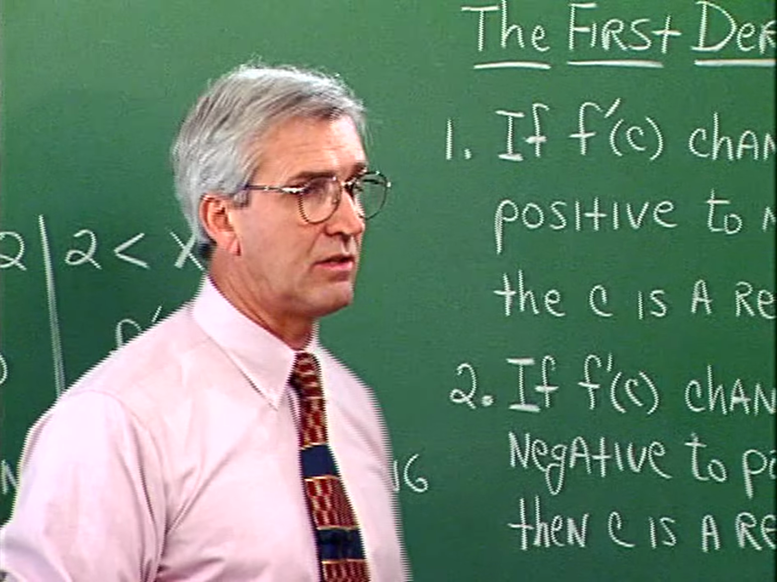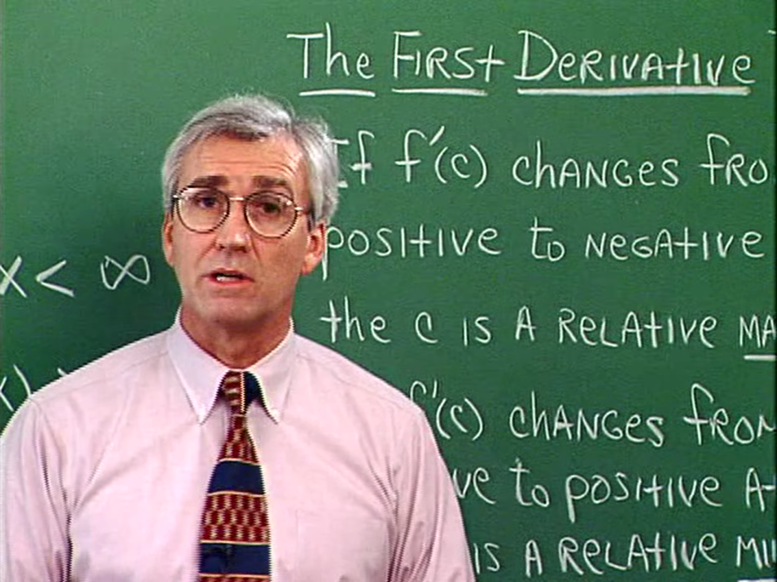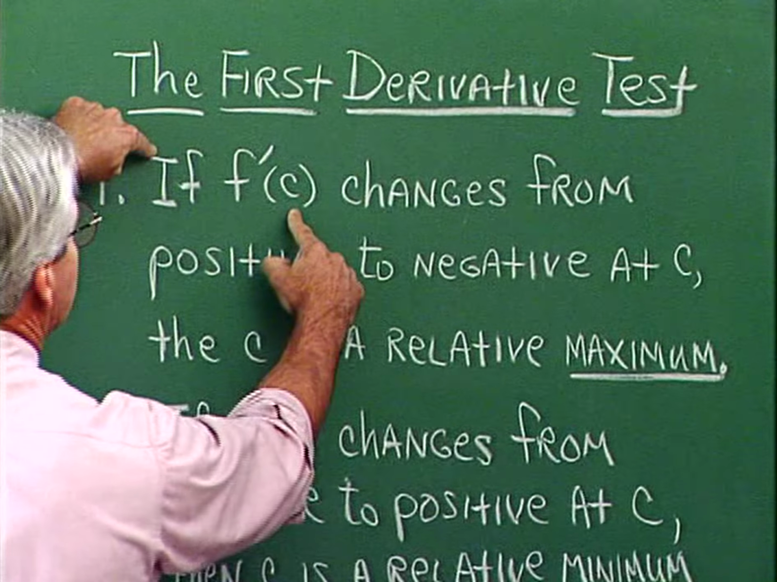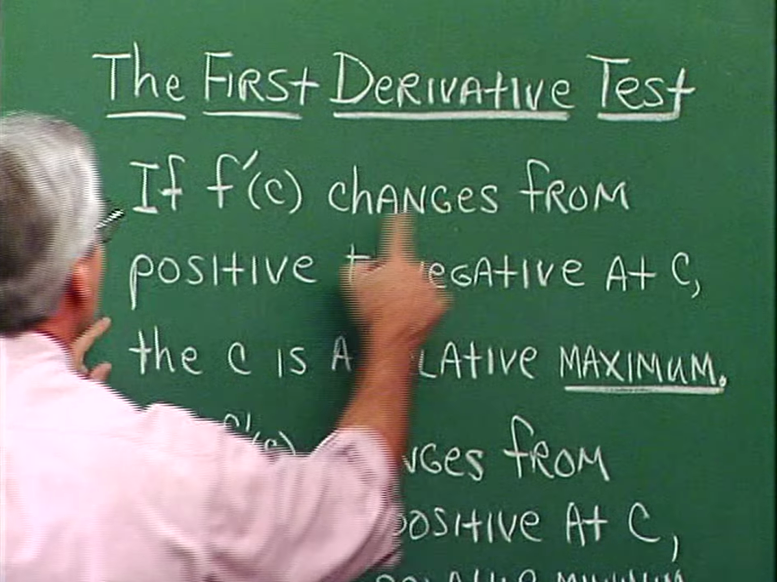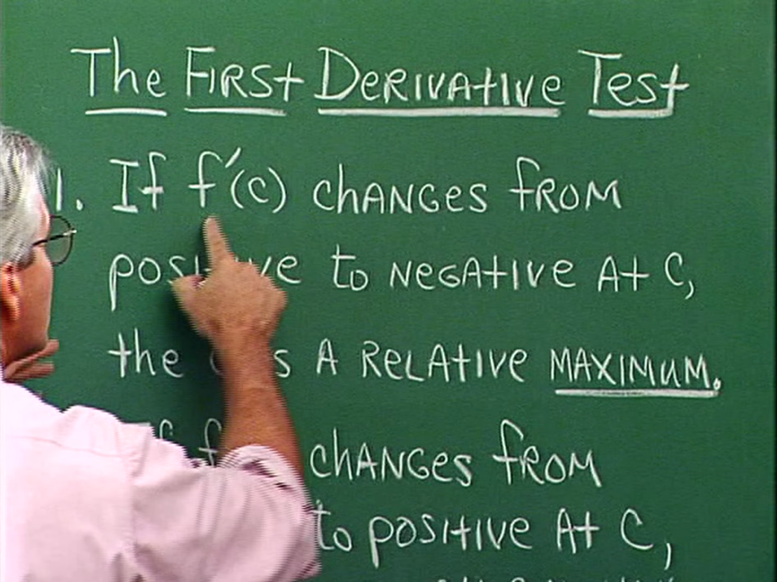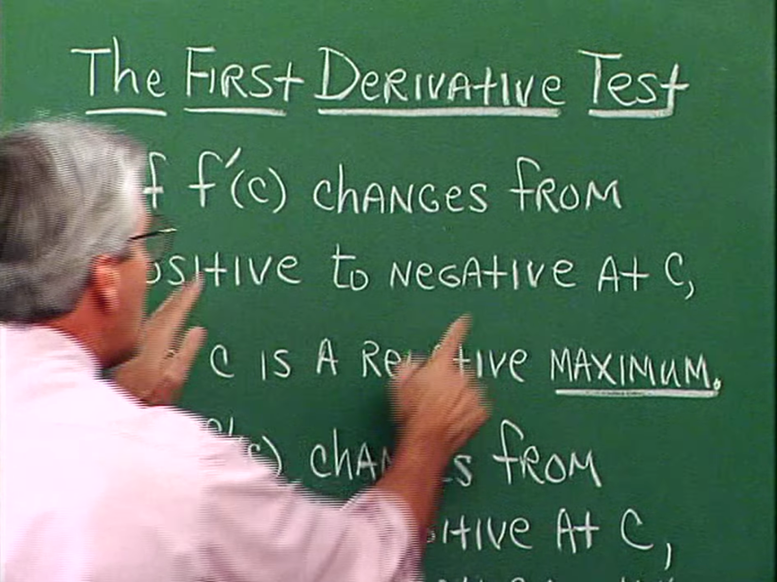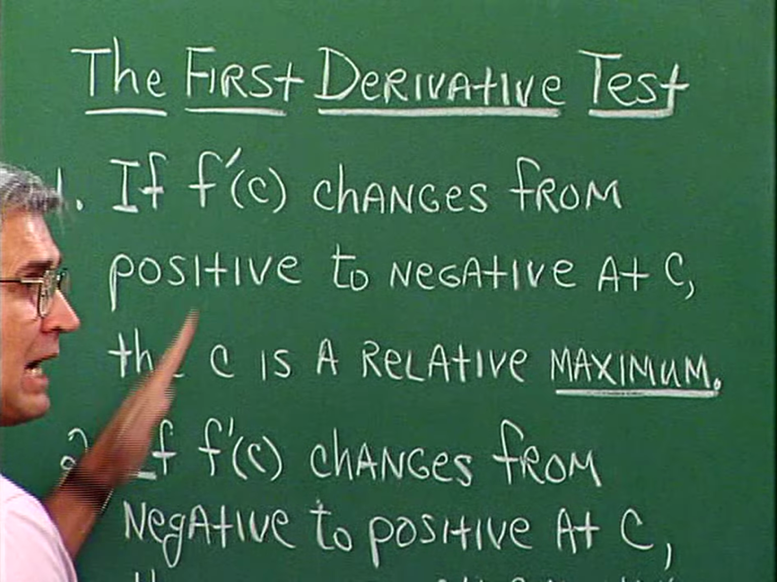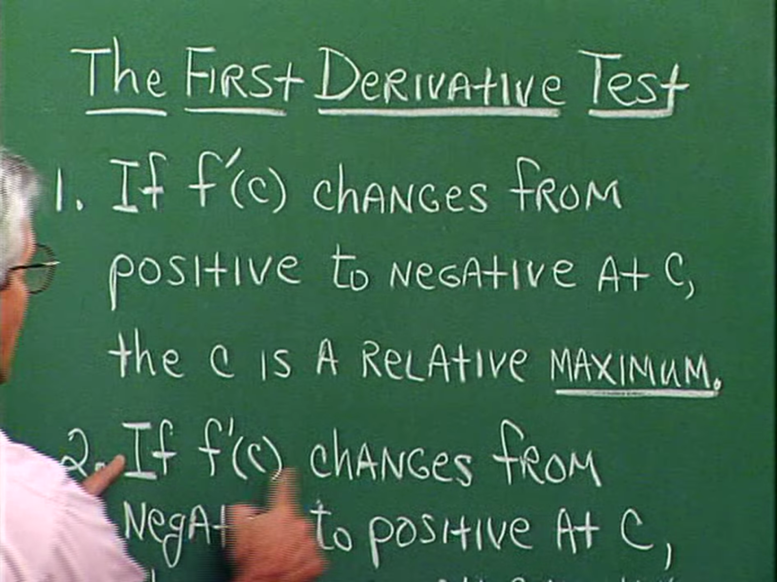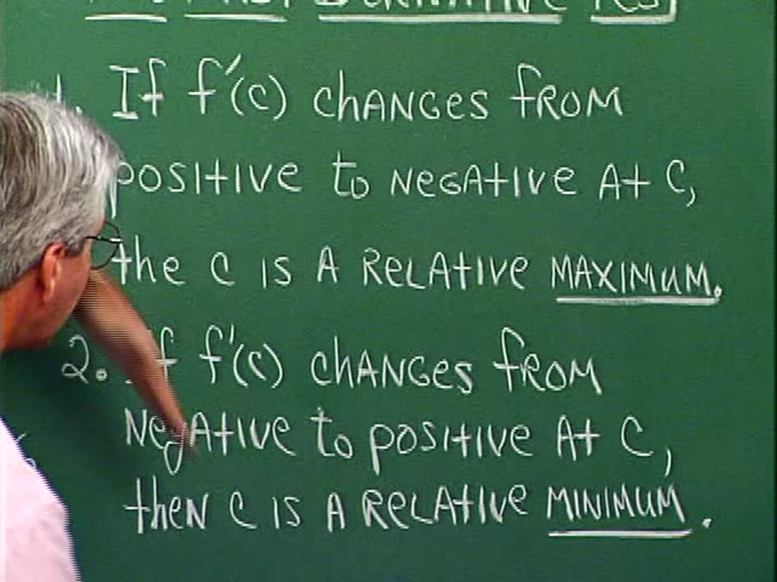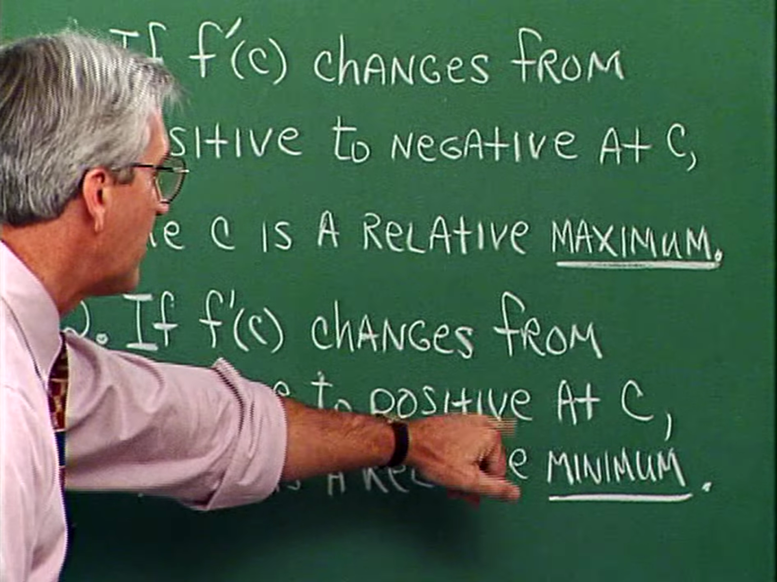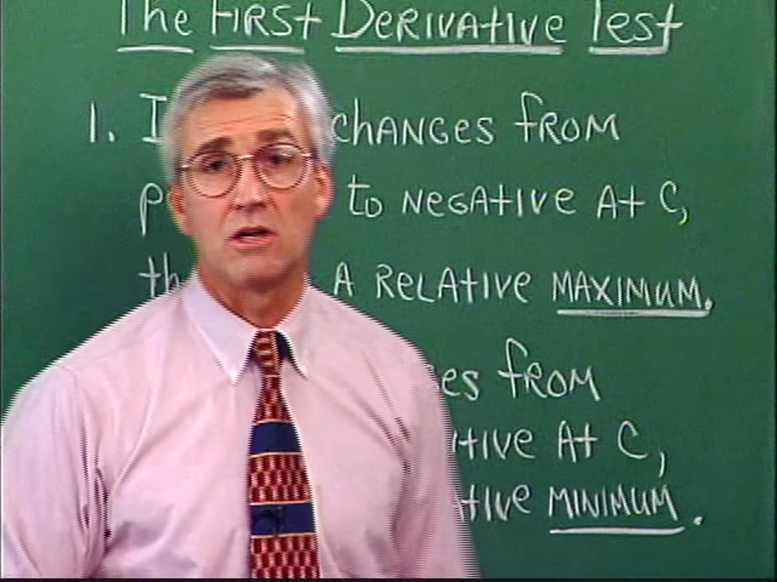Now, that brings us to the summary of all of this, the first derivative test. And the first derivative test is very simple. It's almost obvious from what we've been talking about. It simply says this: if f prime of c changes from positive to negative at c, then c is a relative maximum. If f prime of c changes from negative to positive at c, then c is a relative minimum. Kind of an obvious consequence from what we've been talking about.